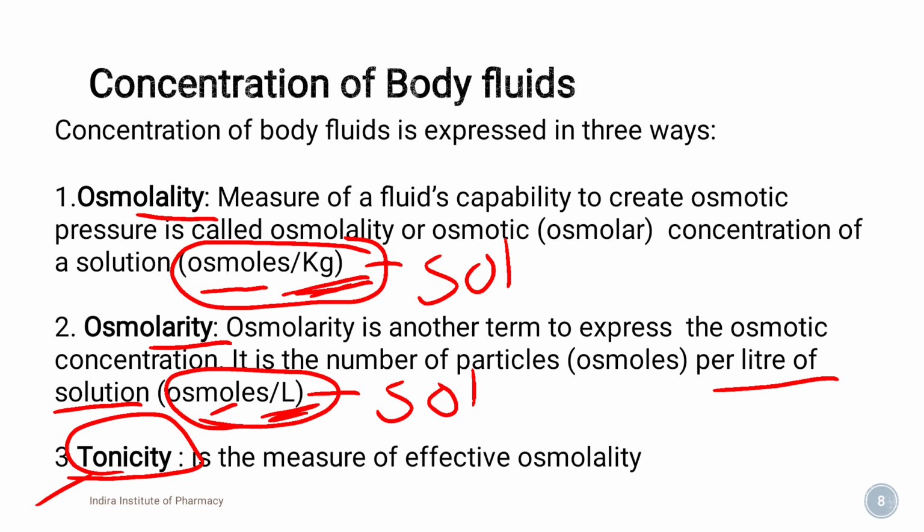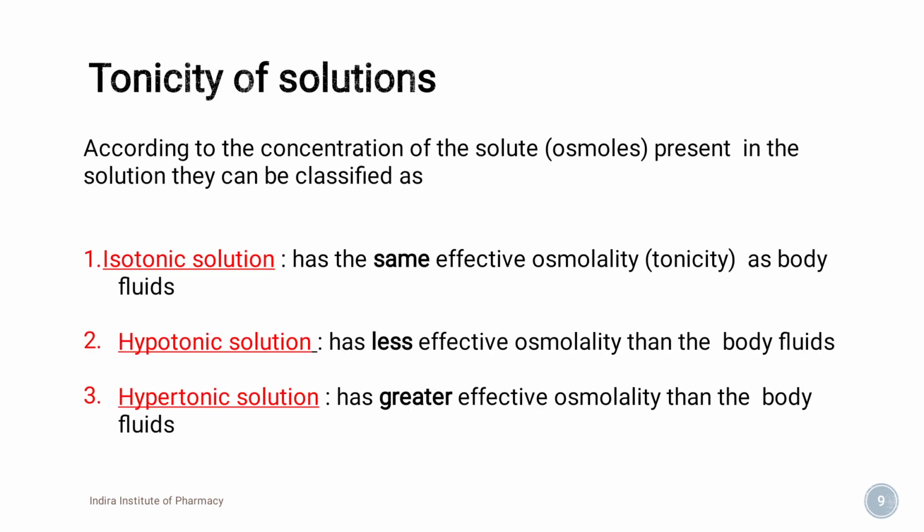The last term is tonicity, which is a measure of effective osmolality. So we'll now see what the tonicity of a solution is. According to the concentration of solute, that is osmol, present in the solution, they can be classified as isotonic solution, hypotonic solution, and the third one, hypertonic solution. You must be familiar with these terms. Hyper means greater, that is, something which increases. Hypo means less, or you can say it decreases.